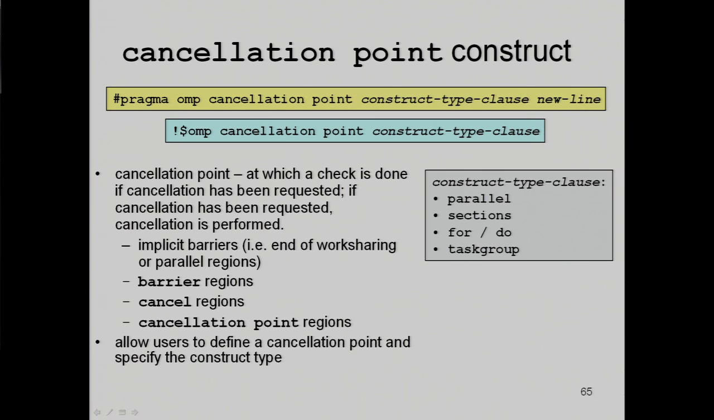And I already mentioned the cancellation point. The whole idea is that they allow the user to insert certain points where the thread or the executing task can check the cancellation status. Okay, so although there is also a set of implicit cancellation points, at the same time you can insert a cancellation point at a certain location of your program that can help your algorithm to cancel the region.